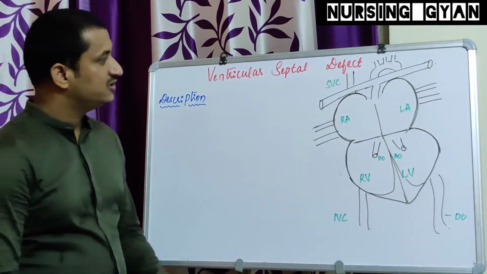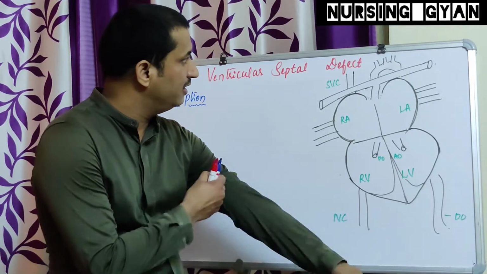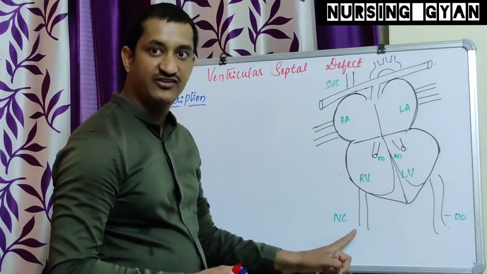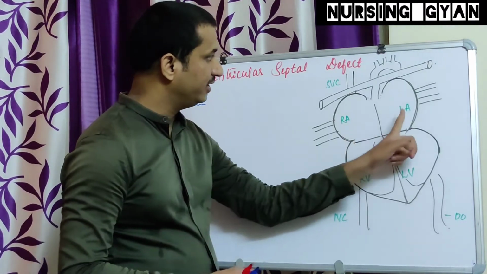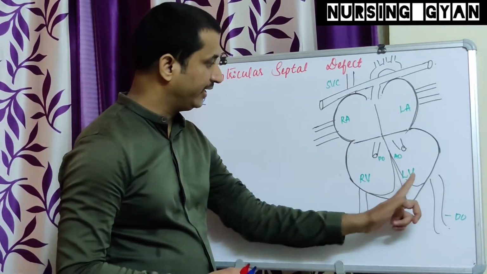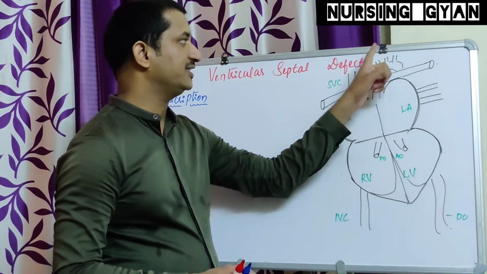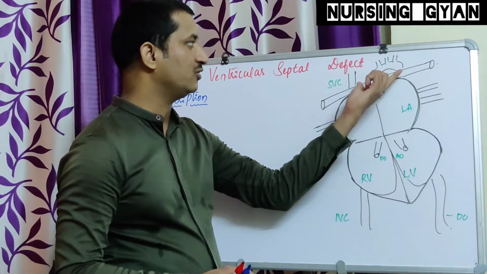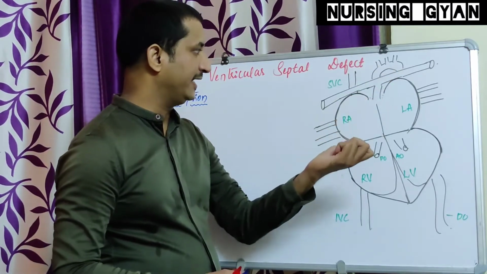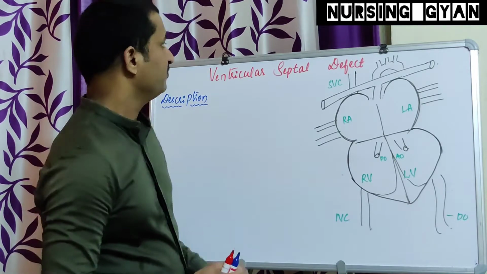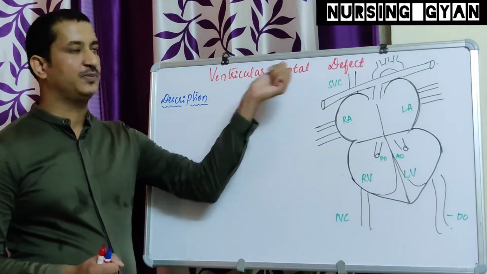Before description, I will label the structure of the heart. This is superior vena cava, this is inferior vena cava, right atrium, left atrium, right ventricle, left ventricle, pulmonary opening, aortic opening. This is the ascending aorta, and these are the branches of pulmonary artery, and these are branches of pulmonary vein, and this is descending aorta. Okay, let's move towards the ventricular septal defect.